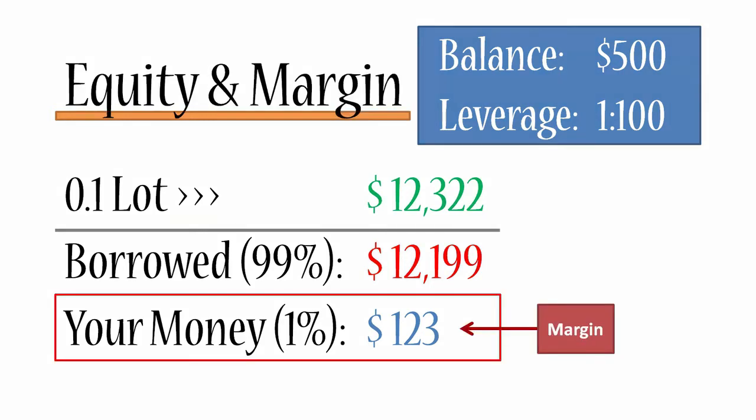In the previous tutorial, we explored an example where we were opening a hypothetical order of 0.1 lots. Now, to create this transaction, we required $12,322, and because that was quite a substantial amount, we explored the concept of leverage. And in fact, we found that with a leverage of 1 to 100, we could borrow 99% of the required amount from the broker, and we would only be required to put in 1% or $123. Now that amount that we need to put in, the $123, is called the margin for this transaction.